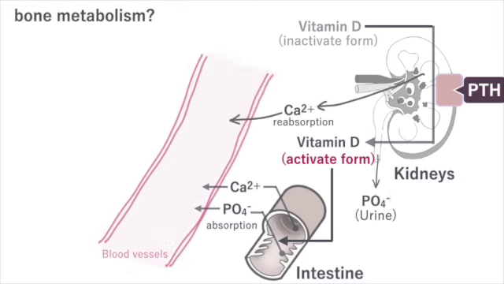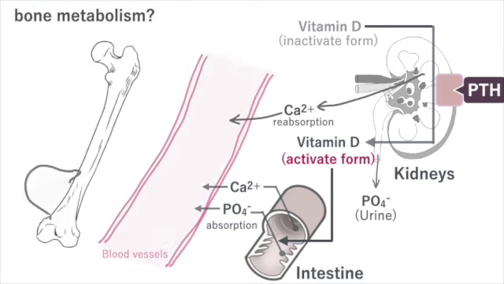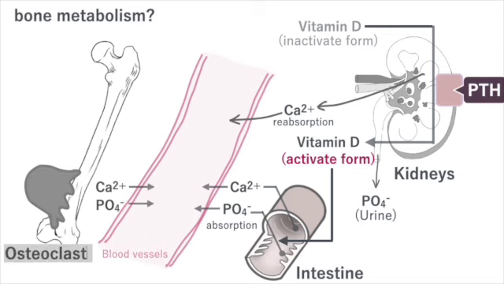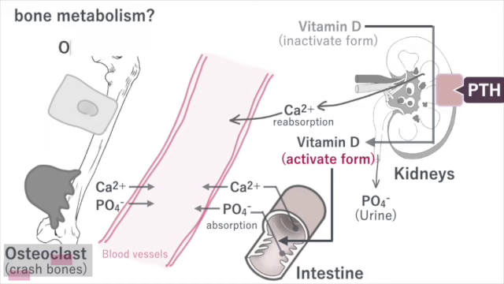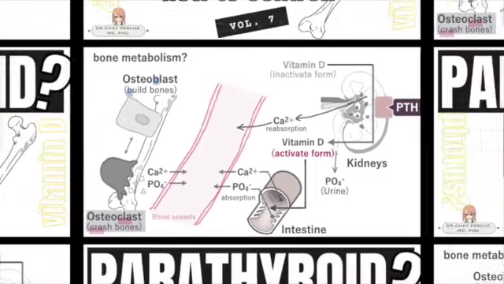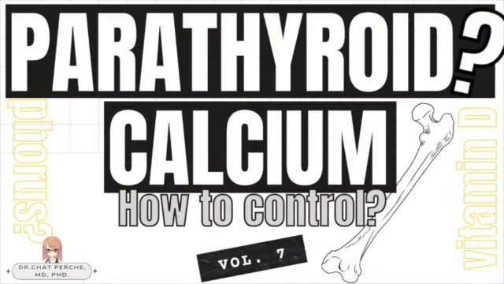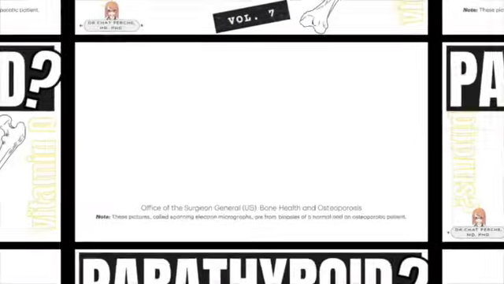Can you explain more about bone metabolism? Of course. The cells that break down bone to release calcium and phosphorus into the blood are called osteoclasts. Remember, clast, crash, bones. On the other hand, the cells that build bone are called osteoblasts. Blast, build, bones. Osteoblasts and osteoclasts work in balance, constantly turning over old bone into new bone, which keeps bones healthy. For more details, please watch this video.